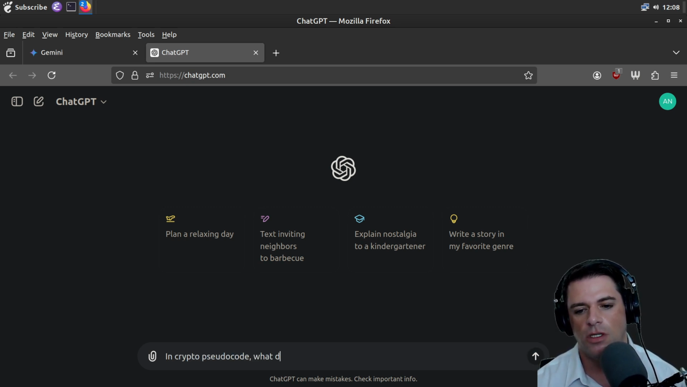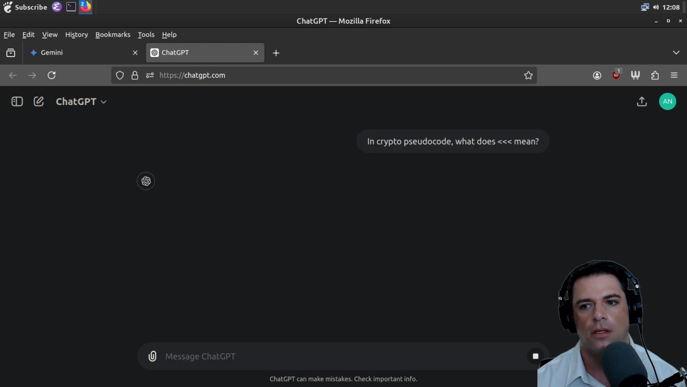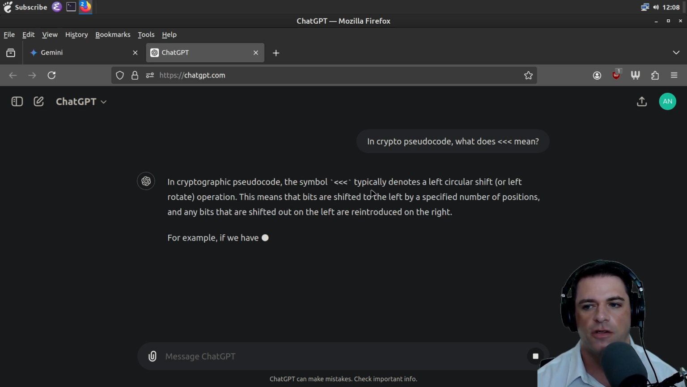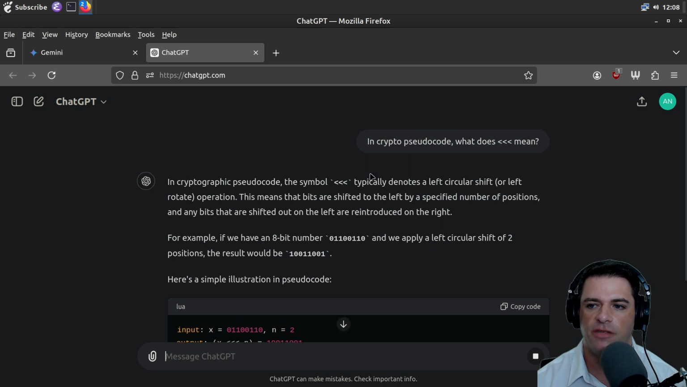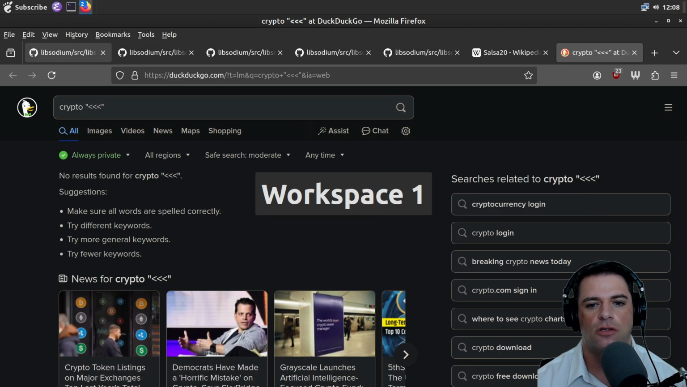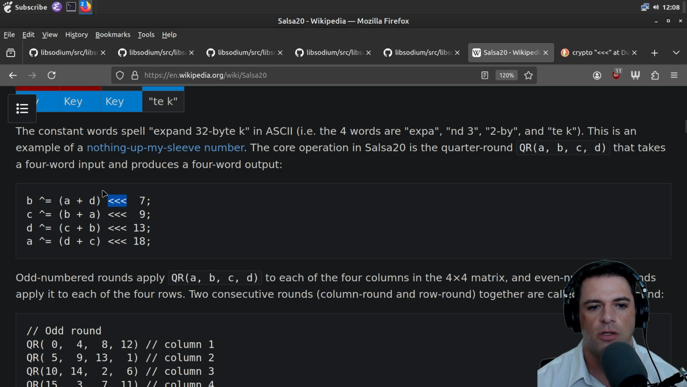In crypto pseudocode, what does this mean? The left circular shift. That means that bits are shifted to the left by a specified number of positions, and any bits that are shifted out of the left are reintroduced at the right. Okay, this is circular shifting. Got it. All right, so we're going to take a plus d, circular shift them, I guess, by 7, and then c. Okay, so in each of these operations, we are leaving out 2 things. Here, we're leaving out c and d, and we're assigning it to b. We're XORing it and shifting it and assigning it to b, and so on and so forth.